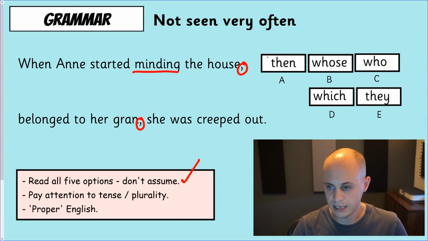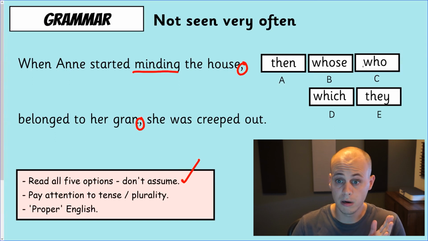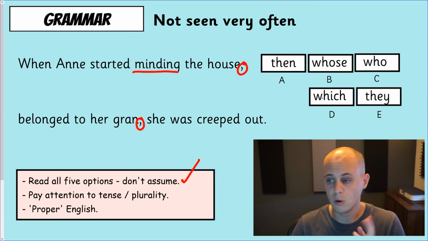When Anne started minding the house, then belonged to her gran, she was creeped out. Who belonged to her gran, she was creeped out. Which belonged to her gran, she was creeped out. And when Anne started minding the house, they belonged to her gran, she was creeped out.